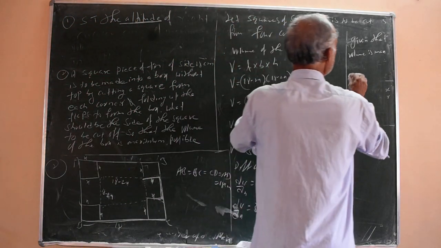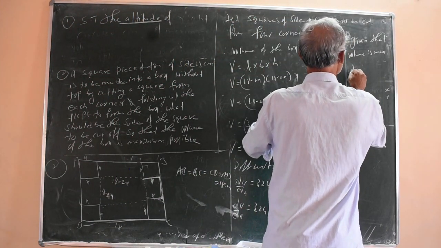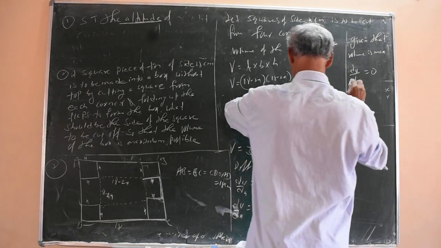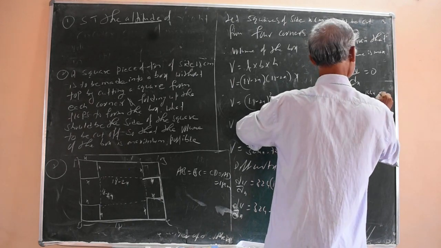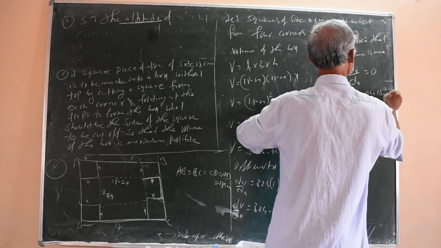Given that the volume is maximum, therefore dV by dx is equals to 0. Therefore, 324 minus 144x plus 12x square is equals to 0.